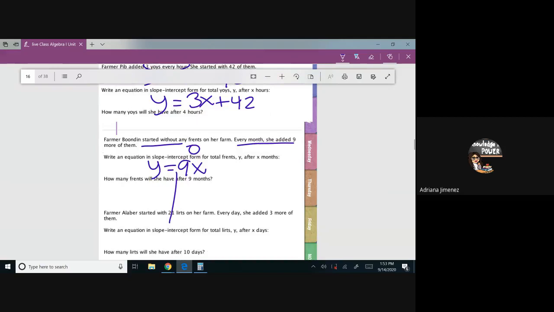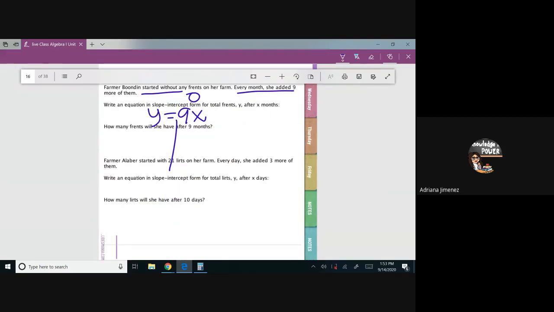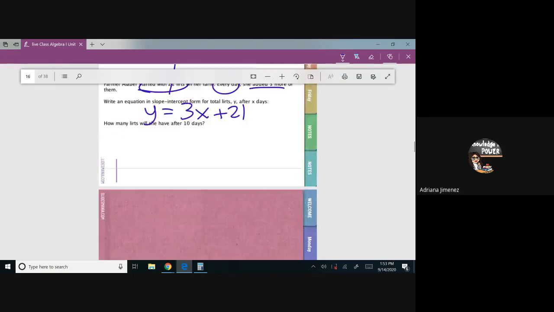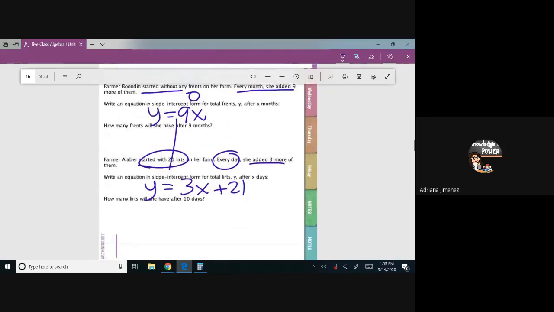All right. He started with 21. Notice I'm not reading the whole thing. I'm just reading the question for the words I'm looking for, things that tell me where they started and things that tell me the rate. The every day tells you the rate. The added tells you if it's going to be positive or negative. So added means it's going to be what? Positive or negative? Positive. So 3x, and then started with 21, so plus 21. And that's it. And we just barely made it.